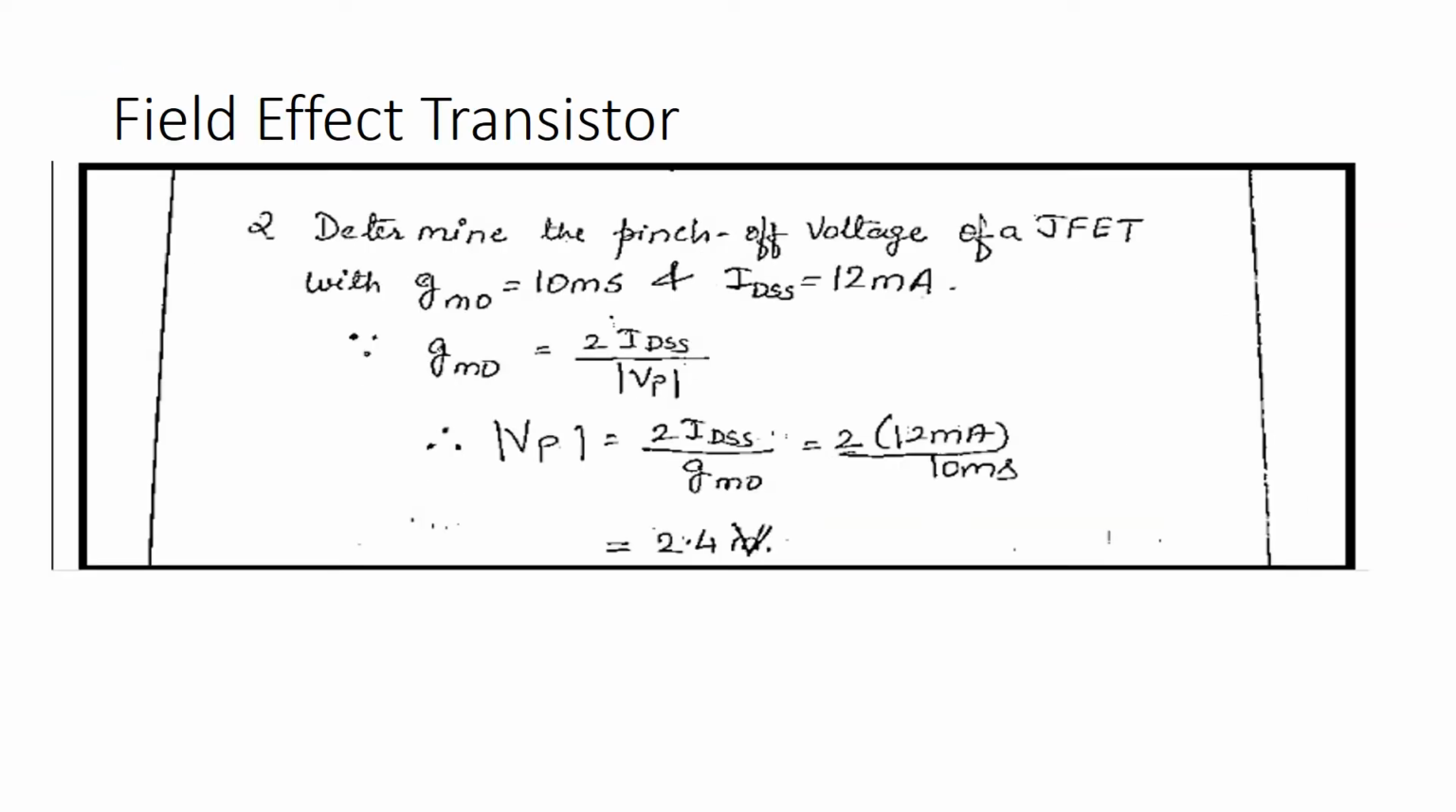Next, field effect transistors, second problem. Determine the pinch-off voltage of a junction field effect transistor with gm0, that is the input conductance, of 10 millisiemens and a drain saturation current of 12 milliamperes. You utilize the relation gm0 is equal to 2 times IDSS upon VP. Find out the pinch-off voltage by using this relation, and it comes out to be 2.4 volts.